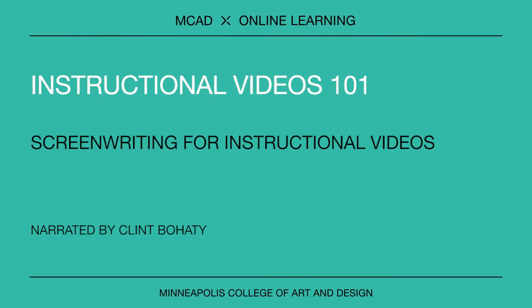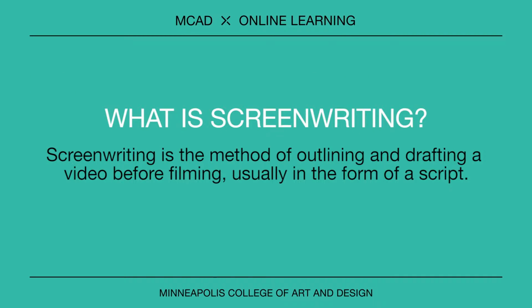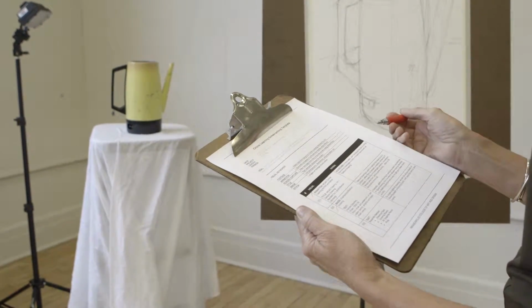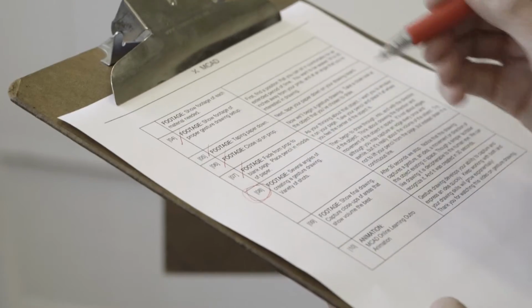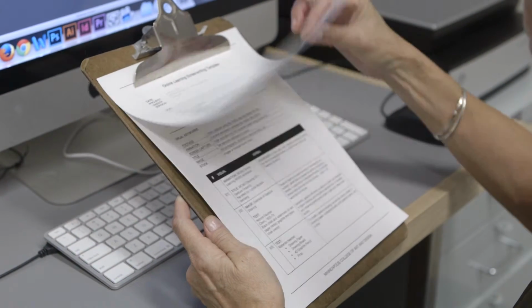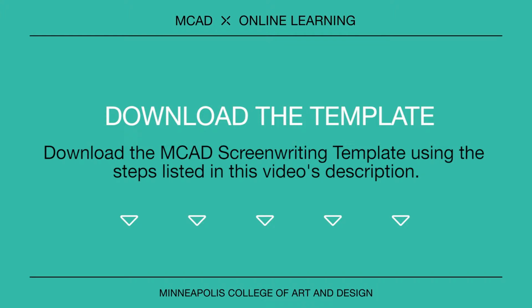In this video, we'll learn the strategies behind screenwriting and how the process helps keep videos organized and informative. Screenwriting is a way to visualize and outline a video before recording it. It saves time in both production and editing later on, and allows your video to be easily accessible through closed captioning.